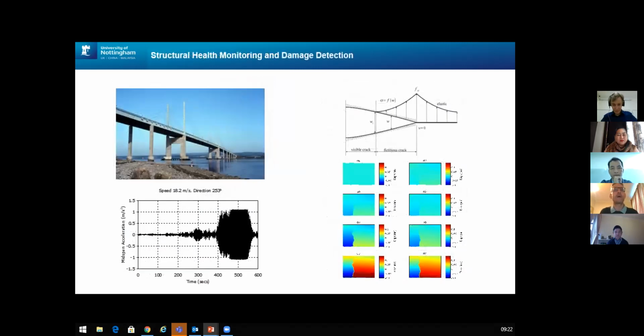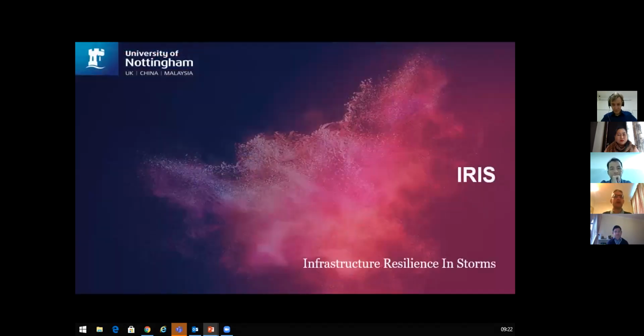And then structural health monitoring, both wind response, as I've already mentioned, but also looking at damage detection, and can we use the vibration data to detect and simulate damage in structures. So that's an overview of the research that we're doing within the research group at Nottingham, and my particular interest in wind engineering and dynamic responsive structures.